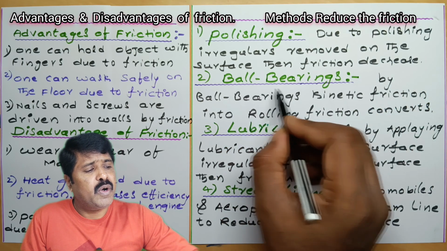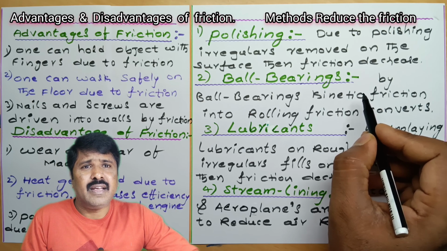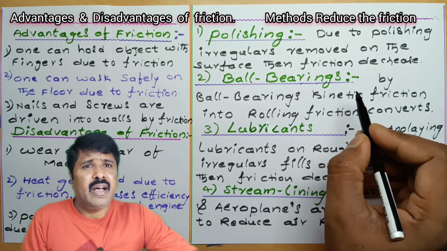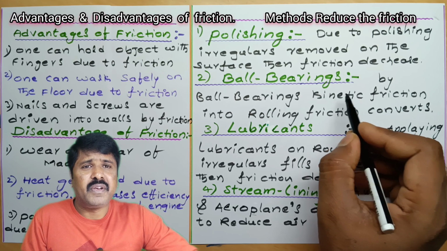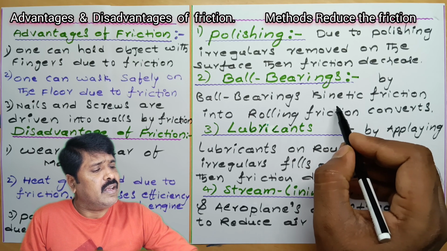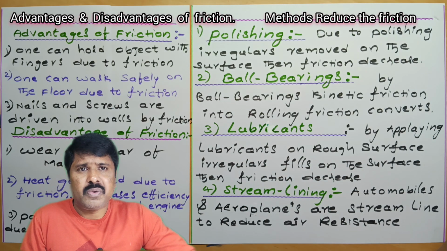Okay, and next, ball bearings, which we use in automobiles between the wheel and the axle. So that kinetic friction, or sliding friction, or dynamic friction converts into rolling friction. So ball bearings convert kinetic friction into rolling friction.